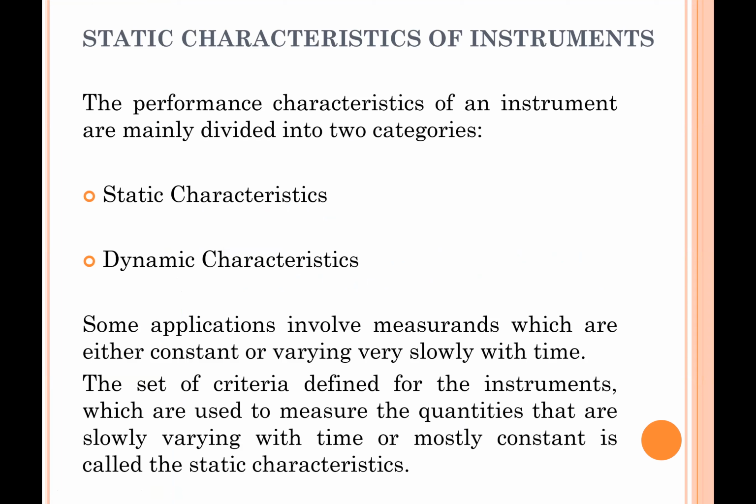Okay, so the performance characteristics of any instrument can be divided basically into two categories, static and dynamic. Now, some applications involve measurements which are either constant or varying very slowly with time. Okay, so the set of criteria that is defined for the instruments which are used to measure the quantities that are slow varying with time or mostly constant is called the static characteristic.